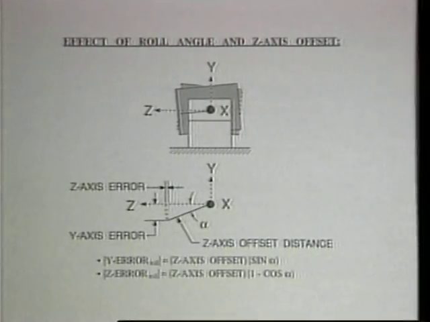Similarly, the roll positioning error has a y-axis component with the magnitude equal to the product of the offset distance and the sine of the roll angle, and a z-axis component with a magnitude equal to the offset distance times the quantity 1 minus the cosine of the roll angle, which again is often ignored.